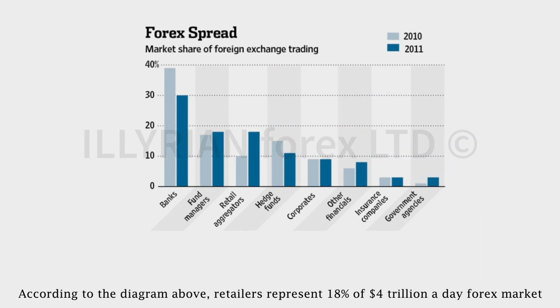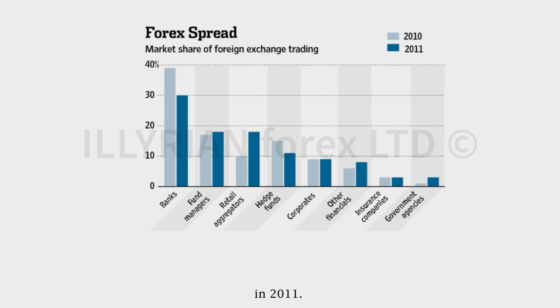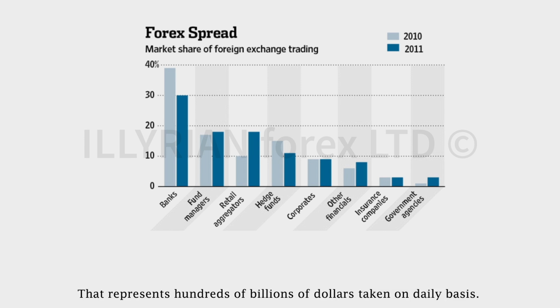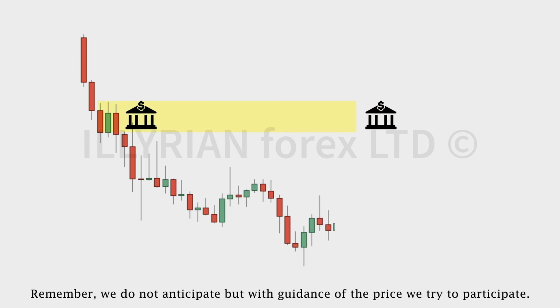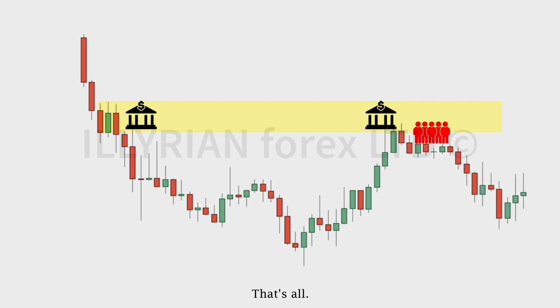According to the diagram above, retailers represent 18% of the $4 trillion a day forex market in 2011. That represents hundreds of billions of dollars taken on a daily basis. Unfortunately, it's mainly taken by the banks. Our task here clearly is to spot banks and follow them. Remember, we do not anticipate, but with guidance of the price we try to participate. That's all. Nothing more, nothing less.